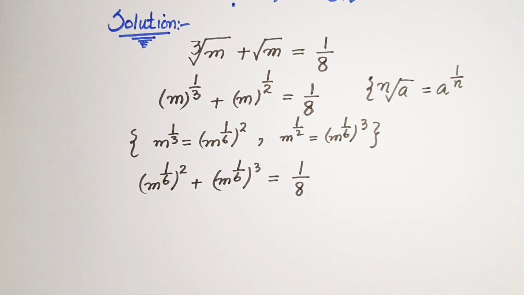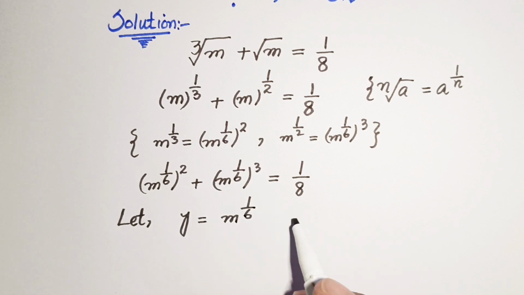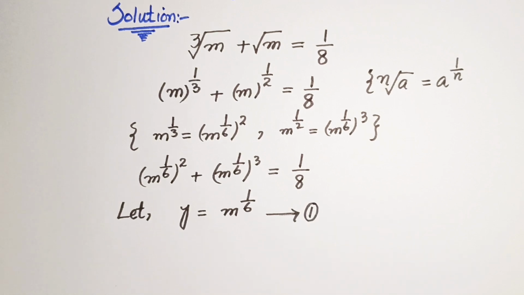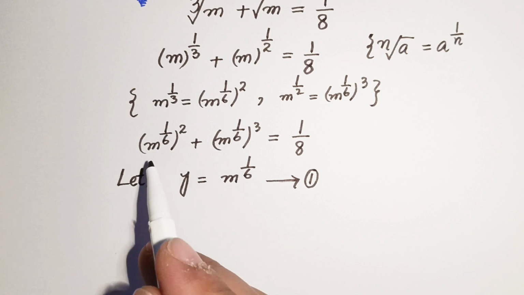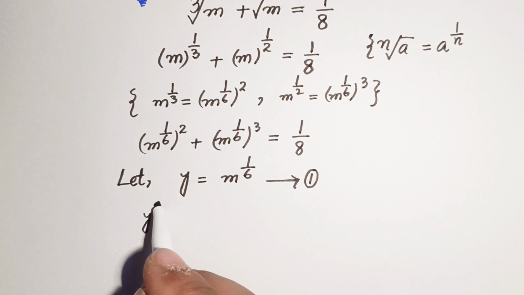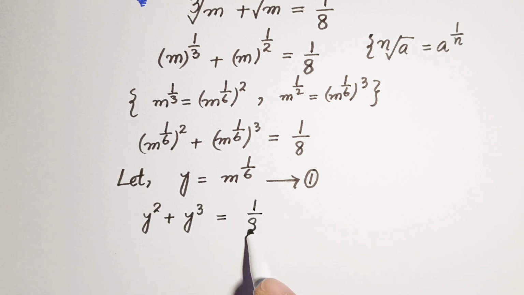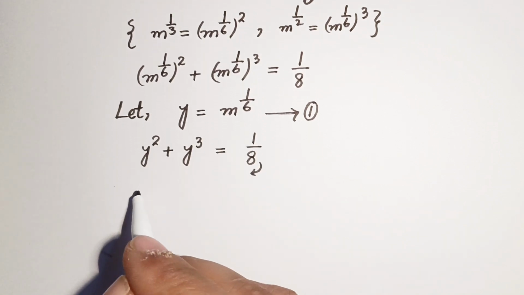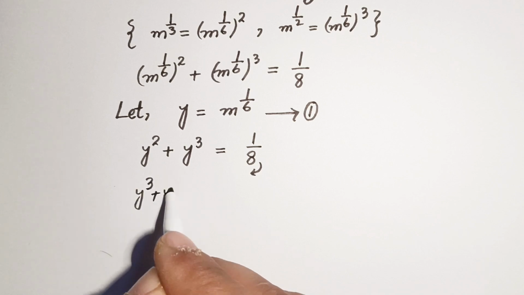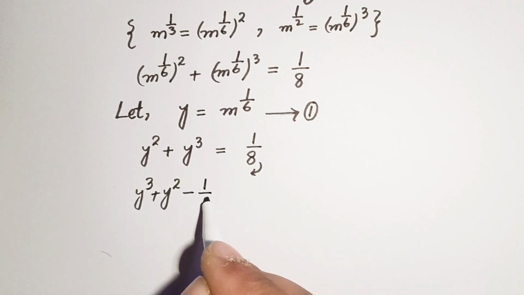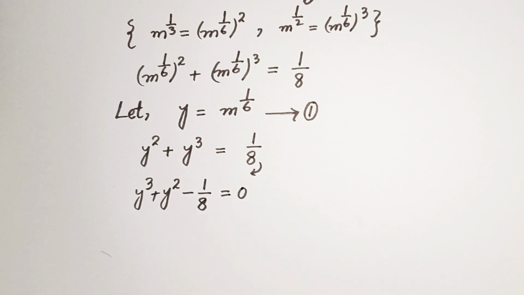Now let y be equal to m to the power 1 over 6; let's call this equation 1. Substituting this value, the equation becomes y squared plus y cubed is equal to 1 over 8. Now shifting this, we get y cubed plus y squared minus 1 over 8 is equal to 0.